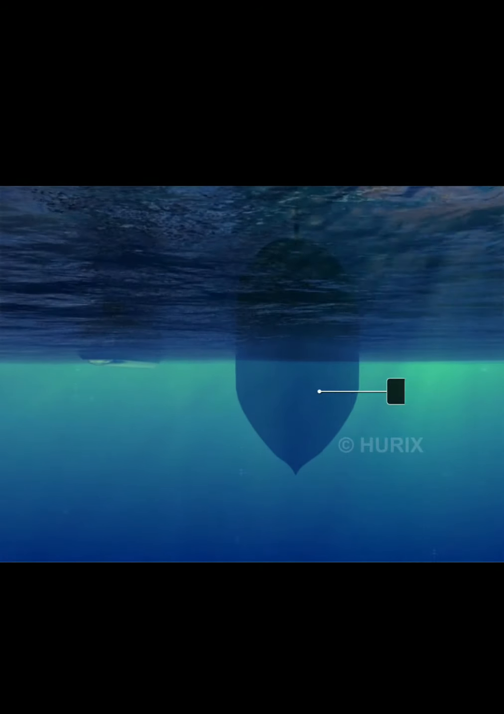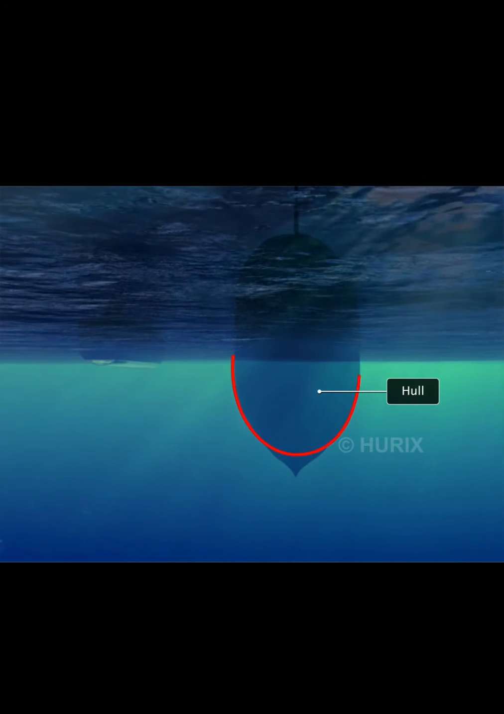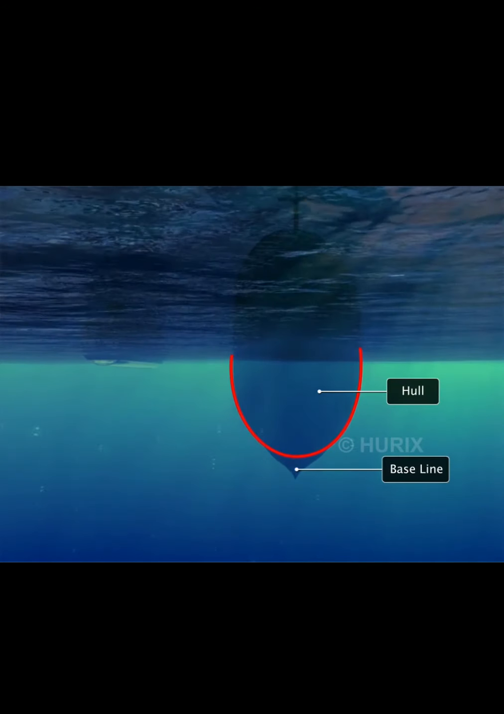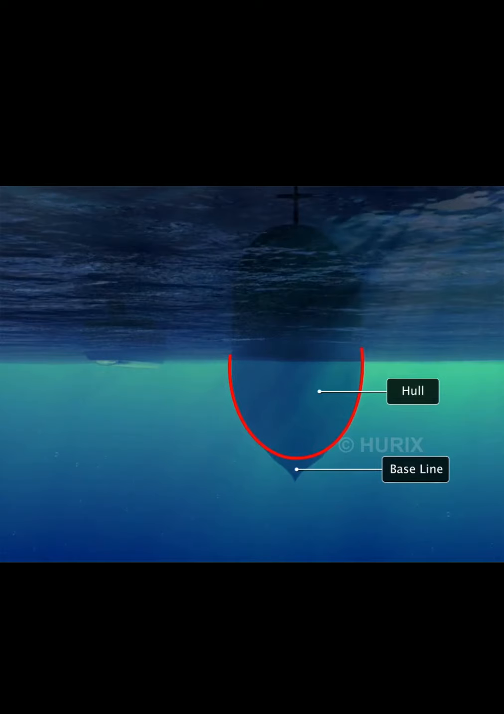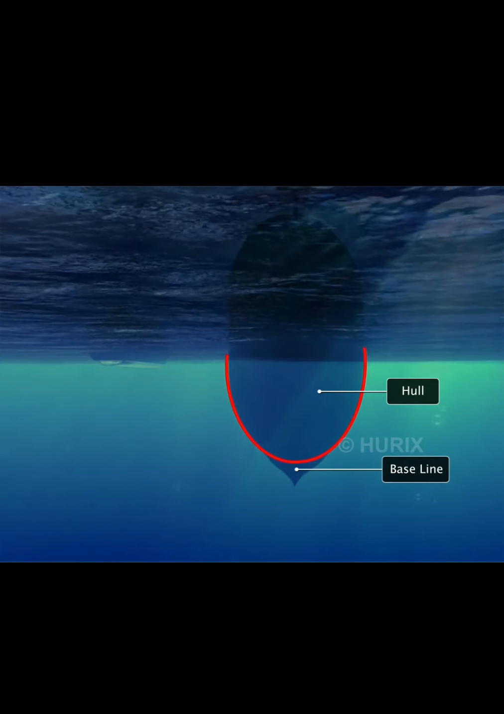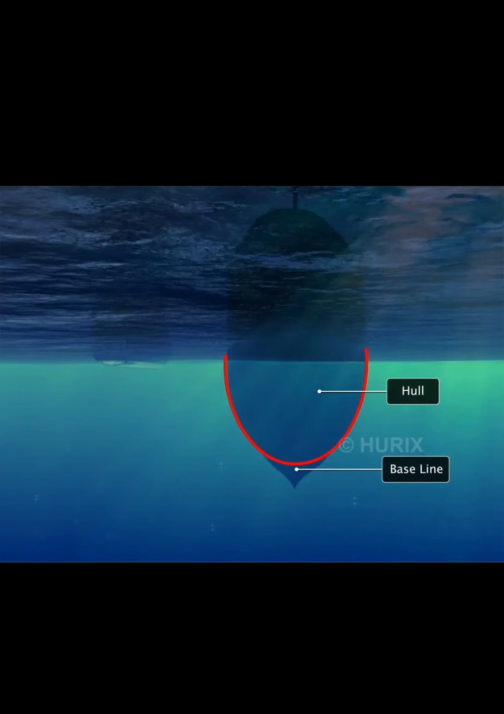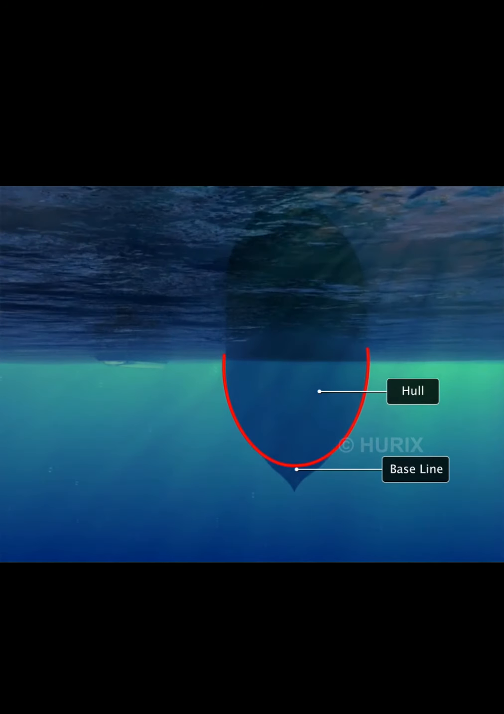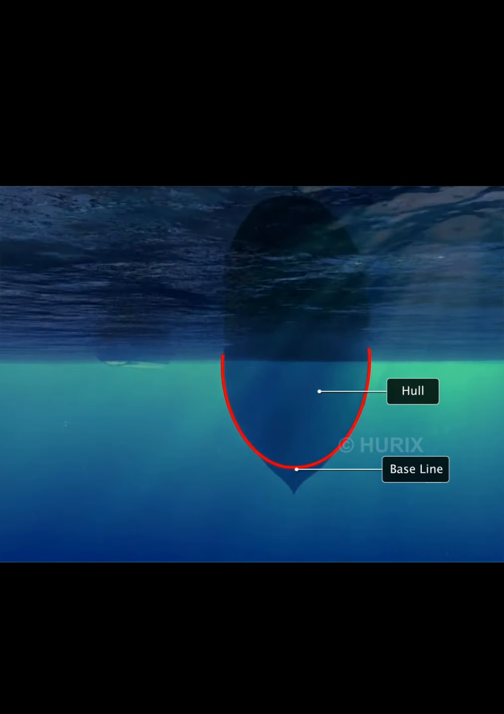Cargo ships have a very large U-shaped hull, while the baseline is very deep. The large base distributes its enormous weight evenly over the water. The ship is then able to displace enough water and acquire enough buoyant force to float over the water.